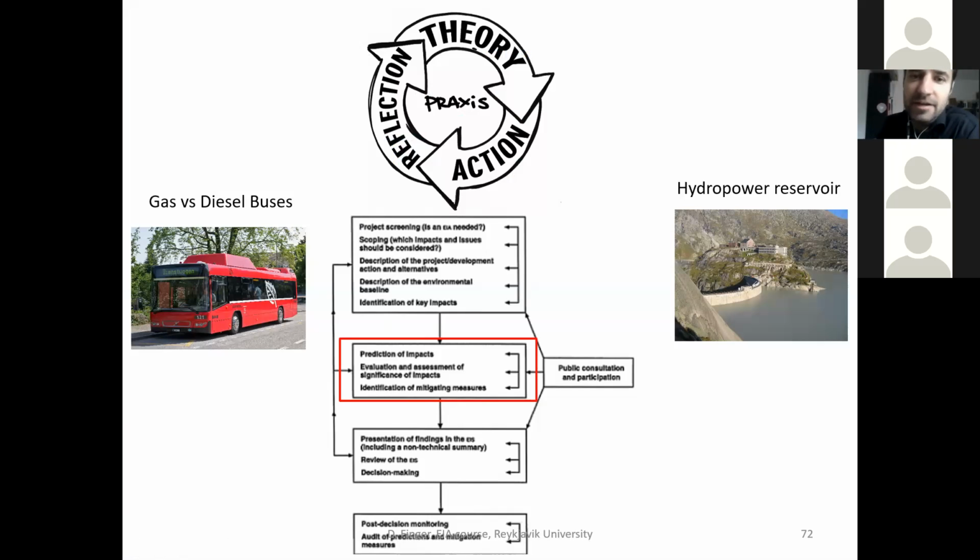And in this second case study, it's about a hydropower plant that was built in the Alps of Switzerland, and that had an impact on the downstream water flowing.